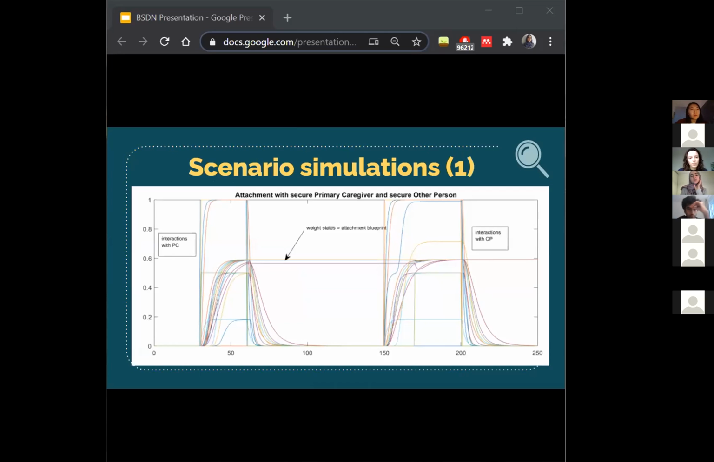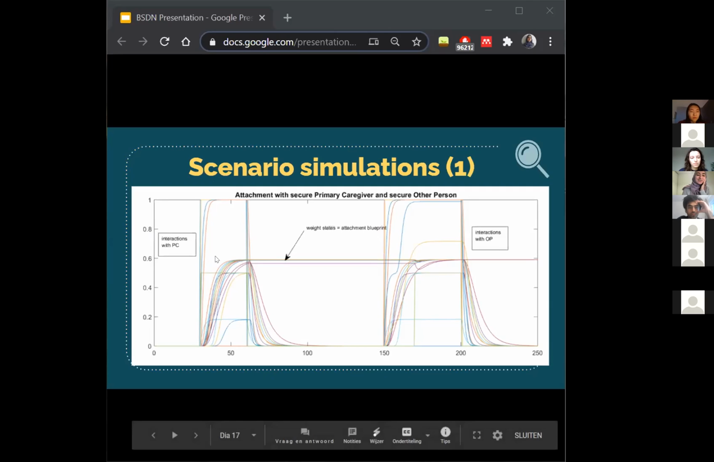So now we proceed with scenario simulation. In total, we have two scenarios. The first one is where we have a securely attached primary caregiver and a securely attached other person. This other person is a person with individual needs at an adult age. Then Audrey will also explain another scenario with an anxious avoidant primary caregiver.